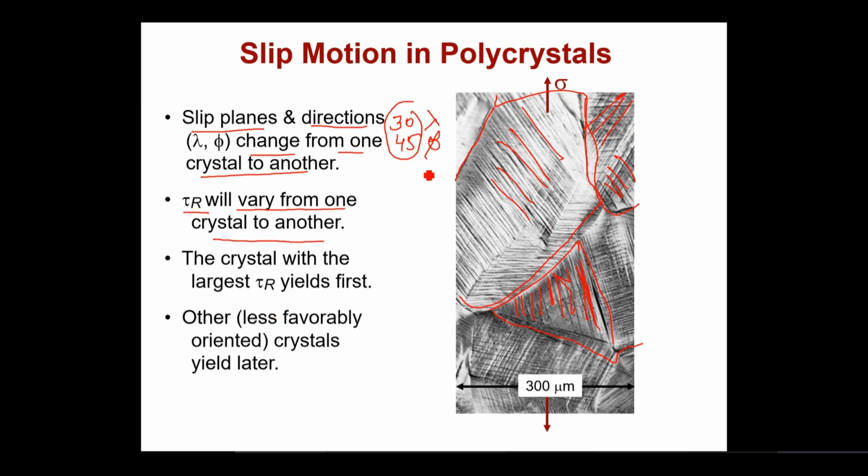Although you know that these two would give you the maximum value, for every crystal the resolved shear stress would vary because the angle of slip plane and slip direction would be varying with regards to the normal force. The crystal with the largest resolved stress would yield first and the other crystals would follow. Is this point clear to you guys? Yes, sir. All right.